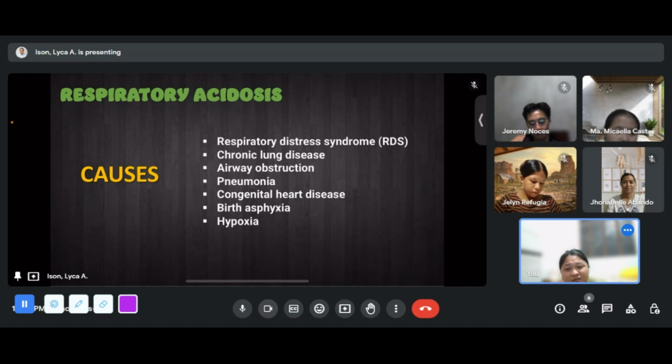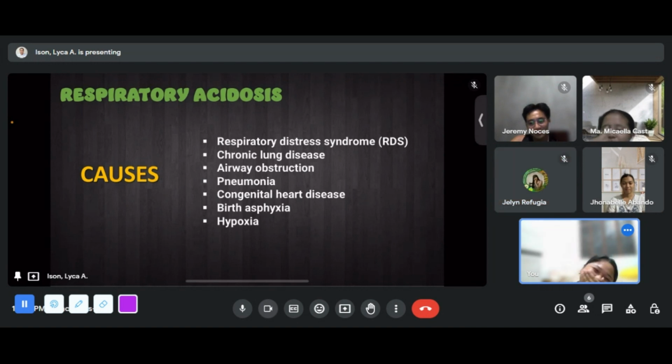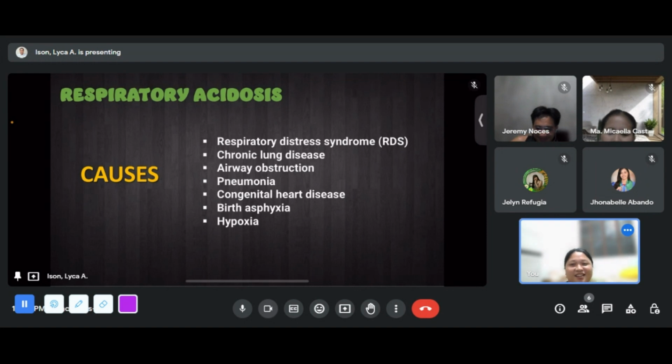So, next is the chronic lung disease. Alam niyo naman na yan, di ba? Yung chronic lung disease ito na talaga yung malalang lung disease ng infant. So, yung airway obstruction is ito yung condition na nabablock yung airways nila and nagkakaroon ito ng respiratory acidosis.